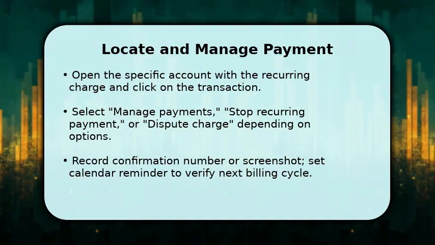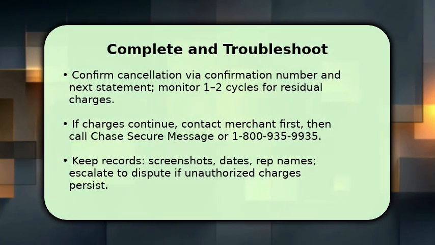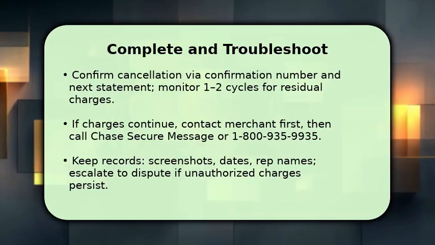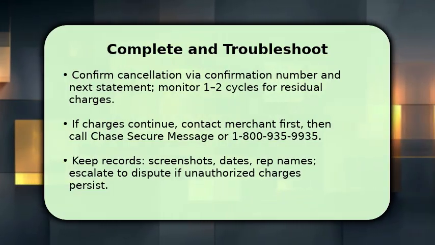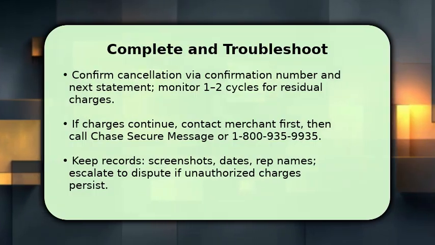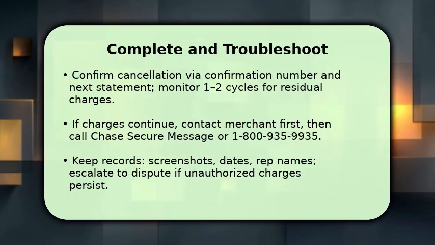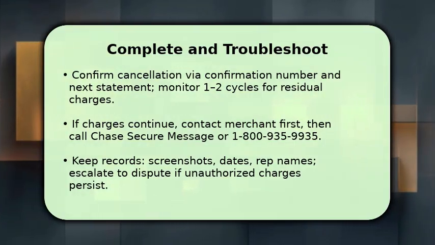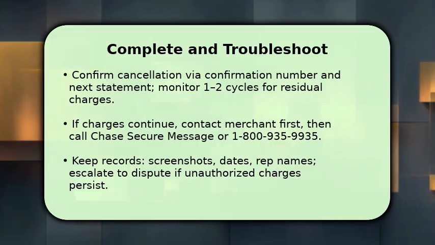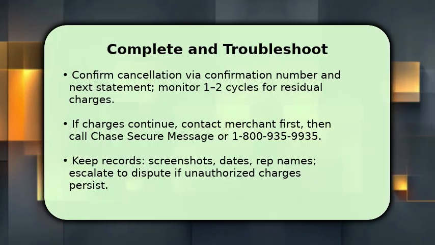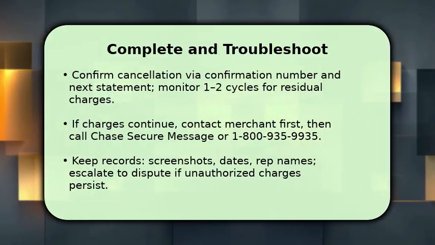Finally, you verify the cancellation by checking for the confirmation number and watching your next 1 or 2 statements to ensure no new charges appear. If the merchant continues billing, contact them directly first to request written confirmation of cancellation. Once done, make sure to follow up with Chase via secure message or by calling the number on your card. If unauthorized charges persist, open a dispute, provide your documentation and rep names, and continue monitoring.